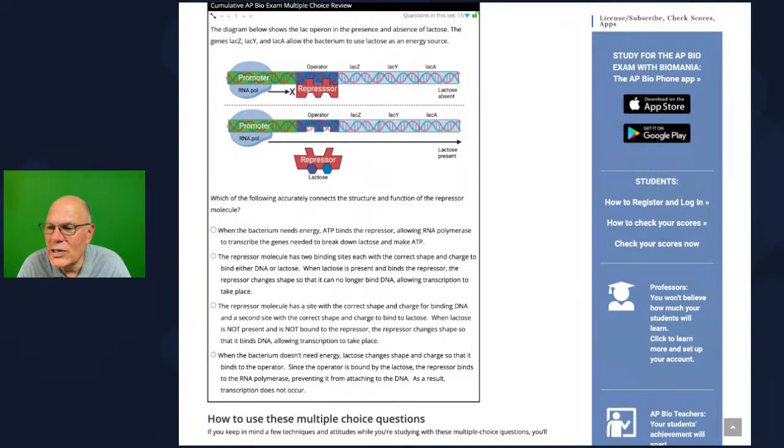3. The repressor molecule has a site with the correct shape and charge for binding DNA and a second site with the correct shape and charge to bind lactose. When lactose is not present and is not bound, the repressor changes shape so that it binds DNA, allowing transcription to take place. And then 4. When the bacterium doesn't need energy, lactose changes shape and charge so that it binds to the operator. Since the operator is bound by lactose, the repressor binds to the RNA polymerase, preventing it from attaching to the DNA. As a result, transcription does not occur. Folks, uno, dos, tres, or cuatro, which is the answer to this question?